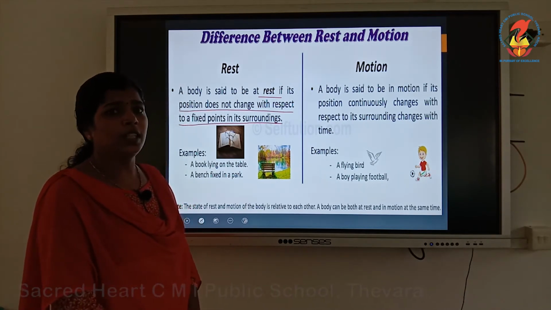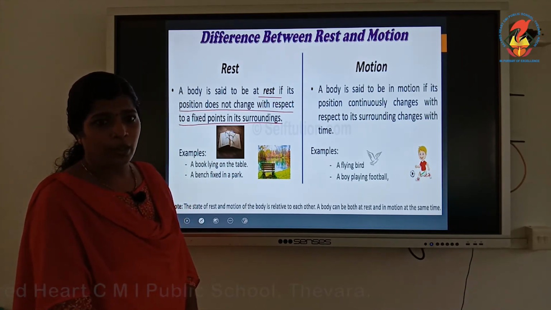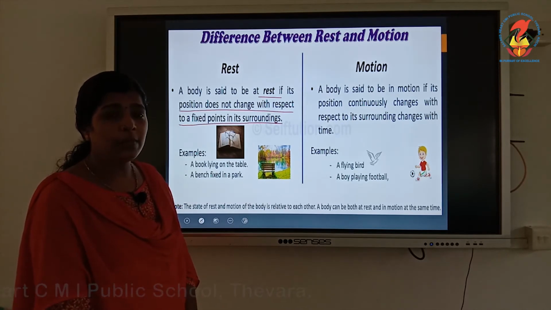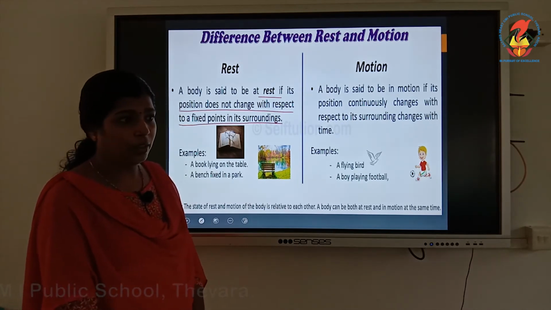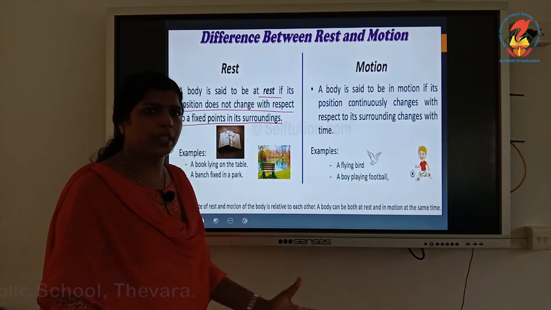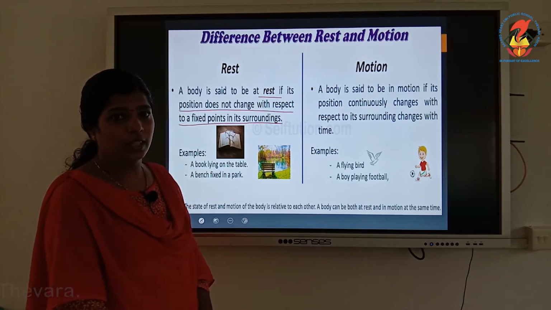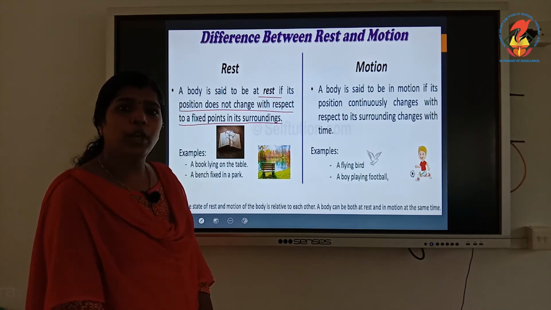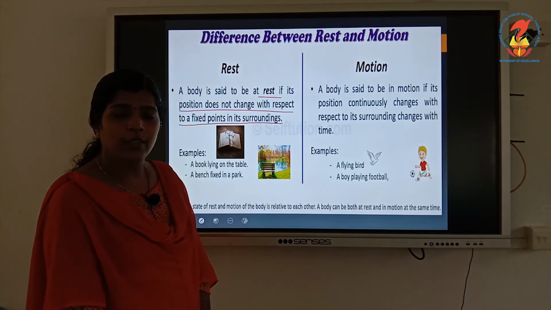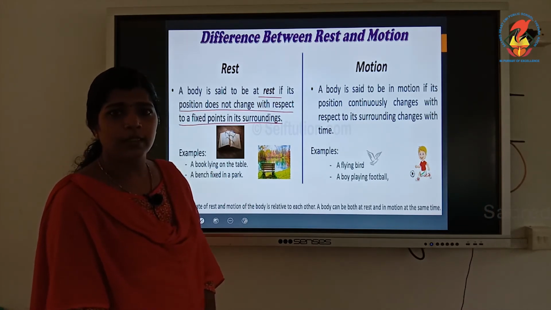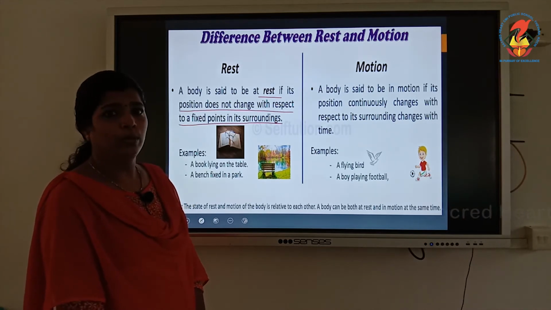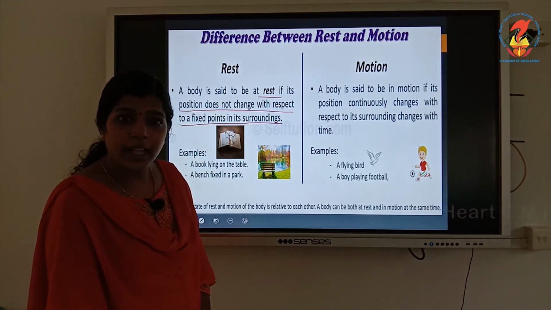Suppose we are sitting in the classroom. It's not a break time. A teacher, or you consider physics period. Okay, the teacher is taking the class. So, what about your state? Whether you are moving from your seat? No. So, you are at rest.